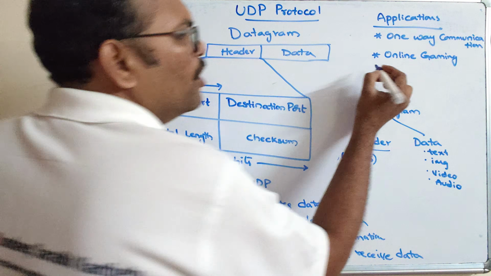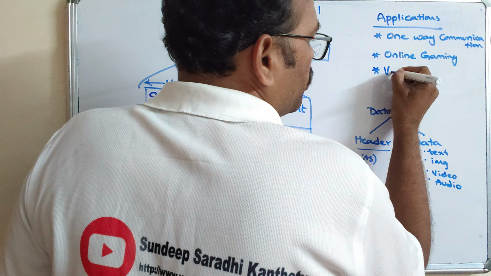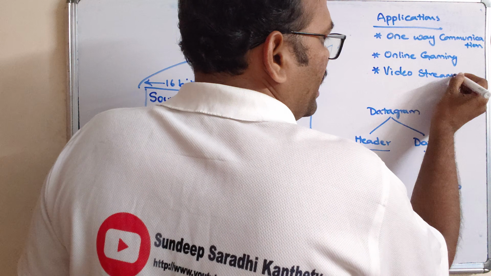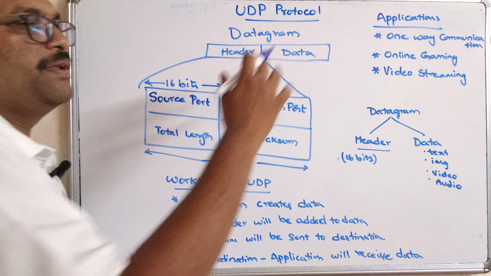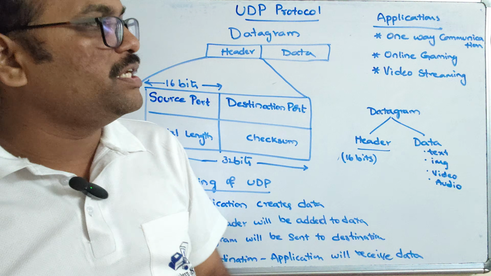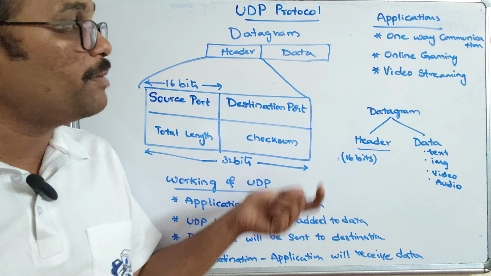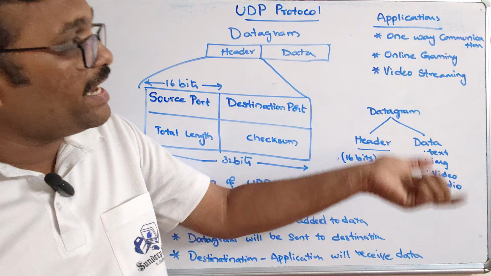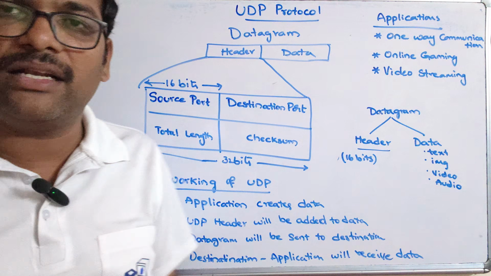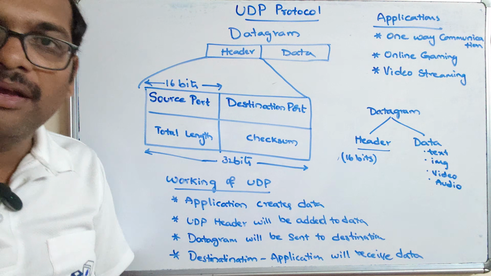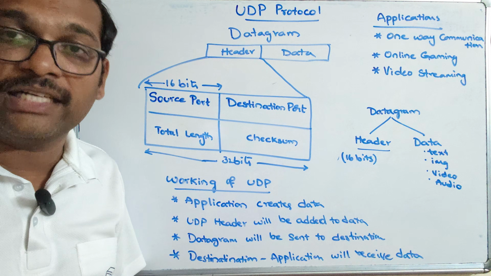So online gaming, or even video streaming also, is one type of application. Attending live sessions simply uses the UDP protocol in these online gamings and video streamings. Particularly applications which require one-way communication will be using this UDP protocol. So no connection establishment.